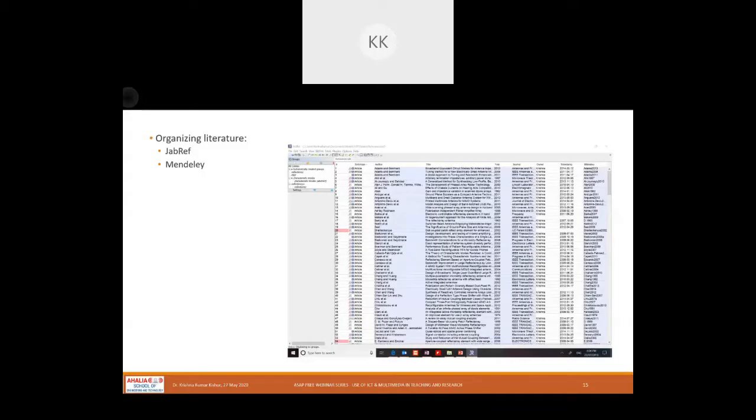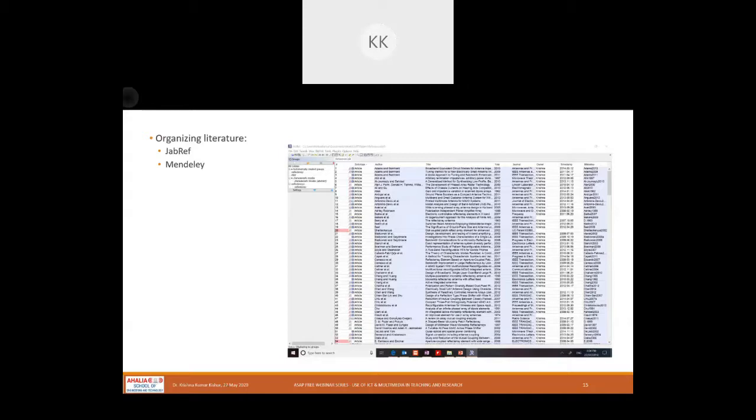So when we talk about organizing literature, there are two software, that is JabRef and Mendeley. This is a screenshot of JabRef. This is open source software, you can download it for free. It gives you a place to store all your literature, all your papers that you're reading, all the books that you're reading.